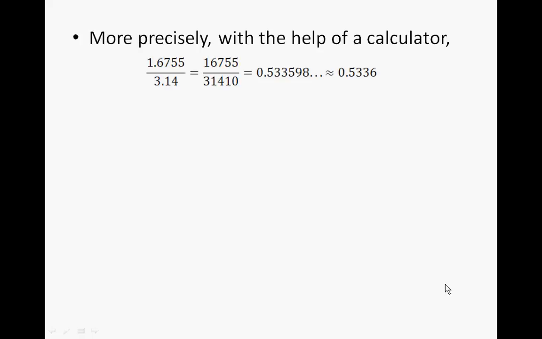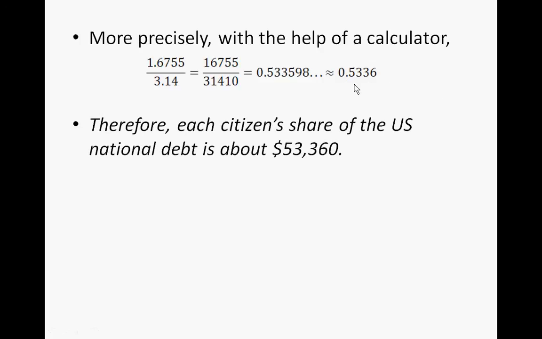So more precisely, with the help of a calculator, let's go ahead and take our decimal fraction here. And again, they've chosen to write them as two whole numbers and then divide them. Since you're using a calculator, you can just type it in, but this is the number you will get, which we can round to this particular number. When you do that, because you're going to multiply that by 10 to the 5th, that's going to move your decimal point 5 places, which is where you get 53,360.